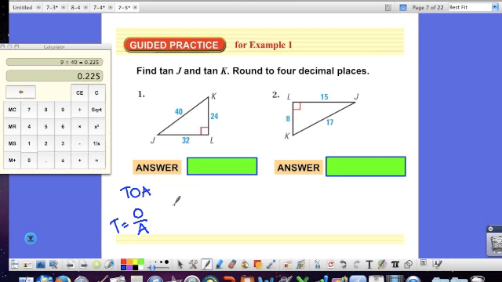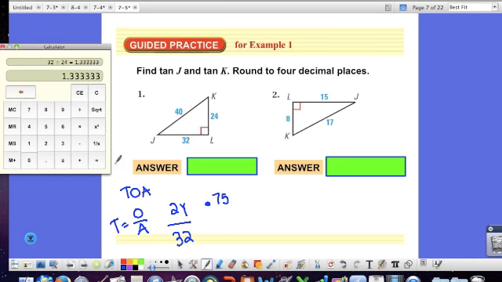And if you follow along, I'm going to try and narrate this for you. The opposite is 24. The adjacent is 32. 24 divided by 32 is 0.75. And you would want to add 2 zeros. I'm not sure what I was saying here.